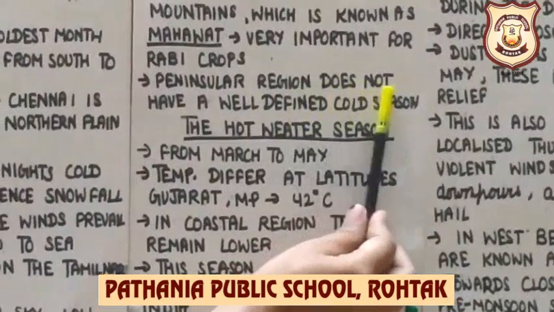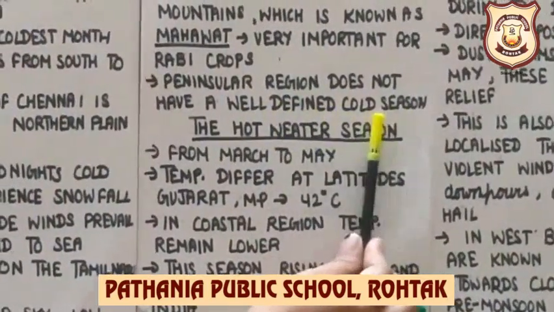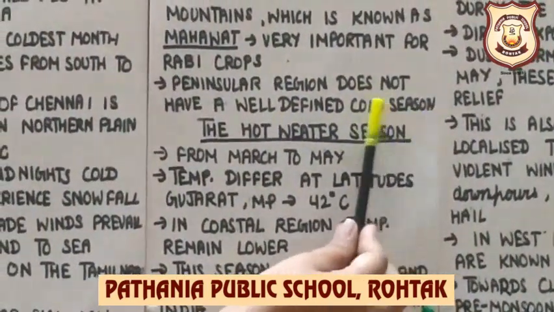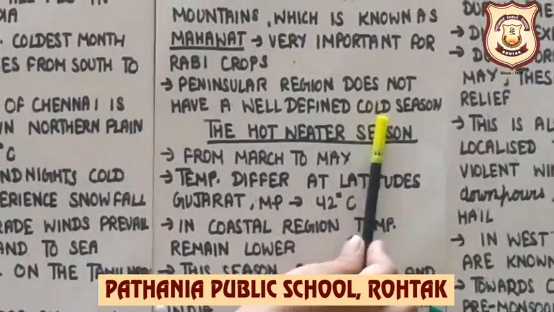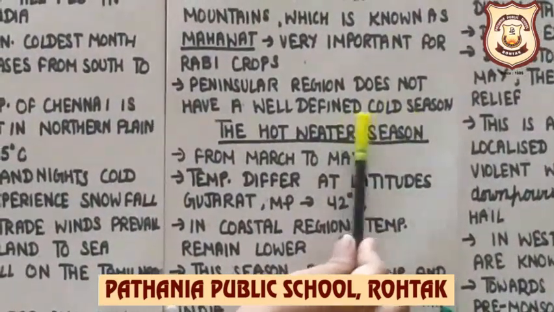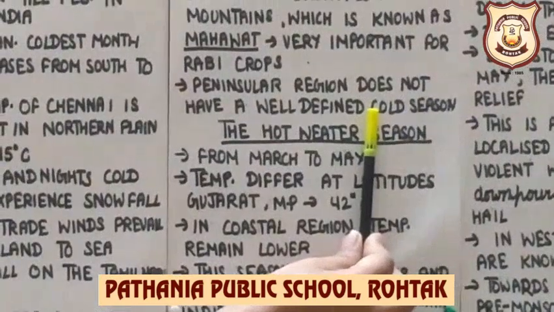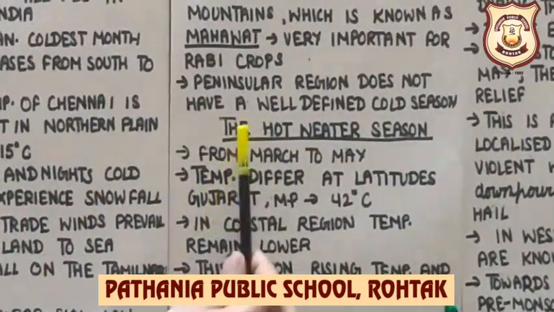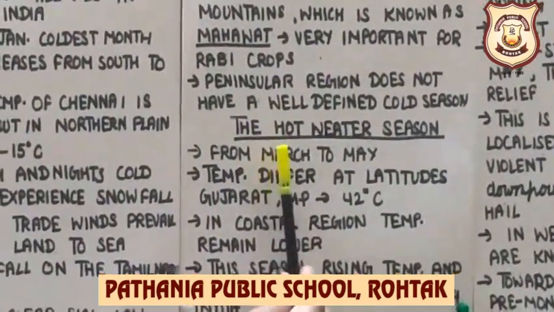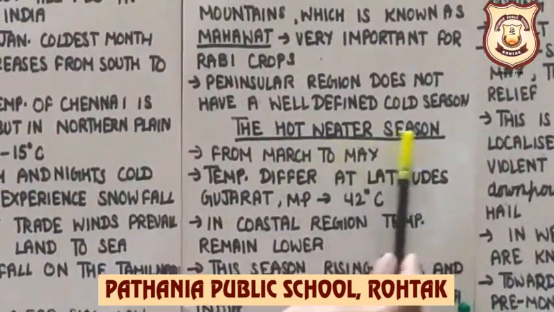The peninsular region doesn't have a well-defined cold season because I told you that it experiences a moderate type of temperature. So their cold season is not defined. So this was about the cold weather season. Now the next topic is the hot weather season.